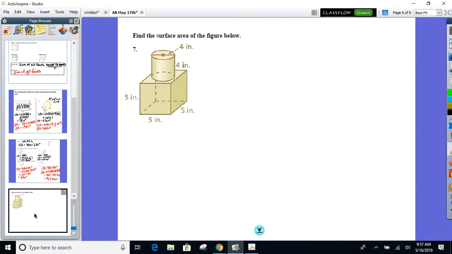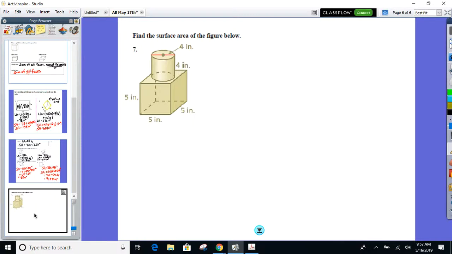Let's get a more detailed definition. Yes, everything, but everything that's showing on the outside. Let me say that again. Surface area, everything that's showing on the outside. Guys, this is not going to be as easy as find the cylinder, find the cube, add them together, we're done. It's not going to be that.